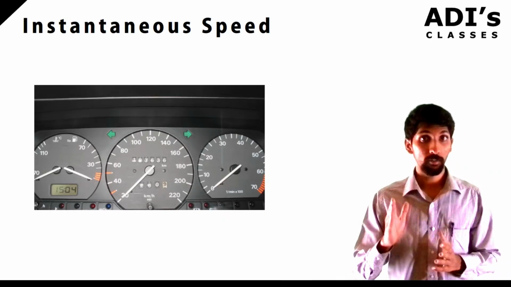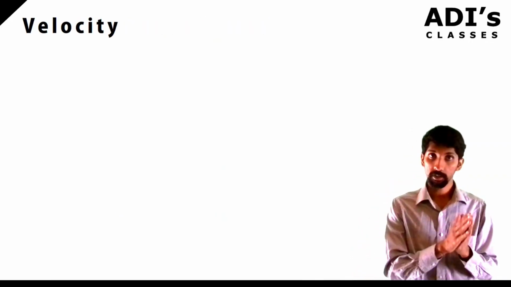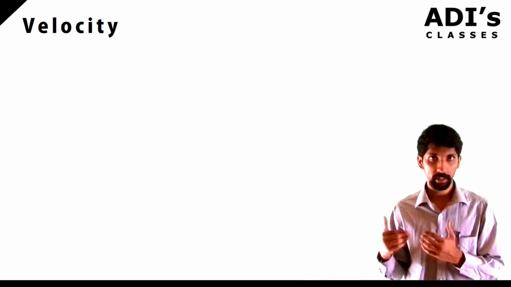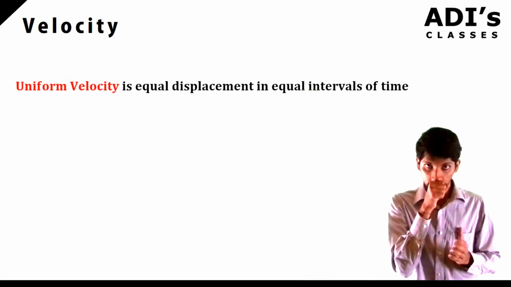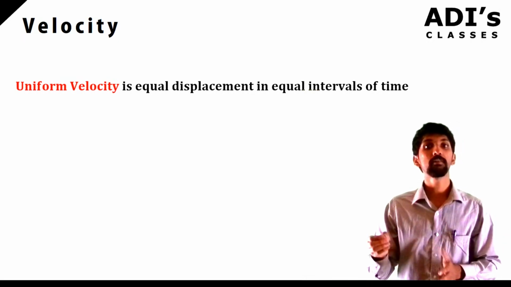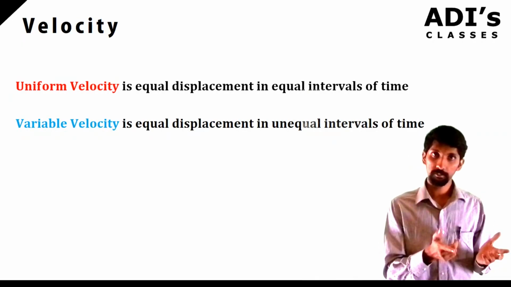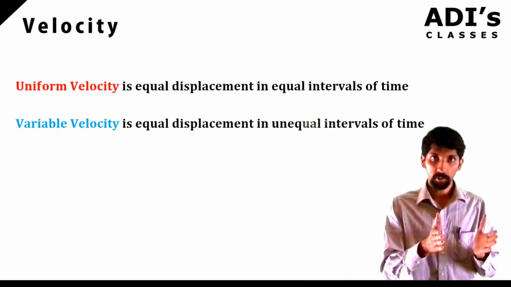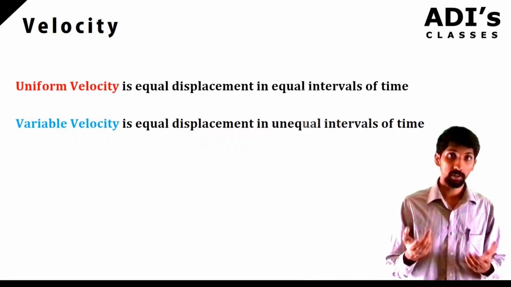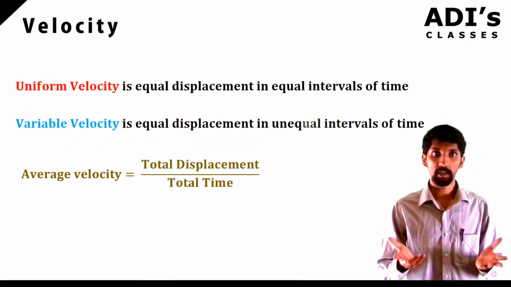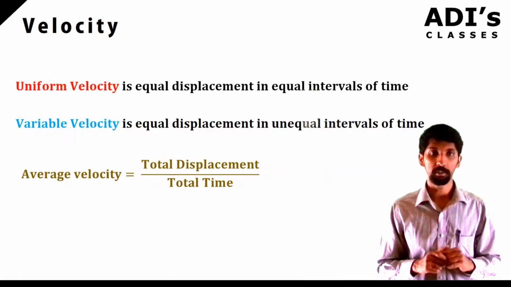Then comes velocity. The same thing is there in velocity also. Velocity, you already know, is displacement by time. Then comes uniform velocity. Uniform velocity is if it covers equal displacement in equal intervals of time. Then comes variable velocity. Same thing, equal displacement in unequal intervals of time. Then comes average velocity. Average velocity is similar to average speed: the total displacement by total time taken.